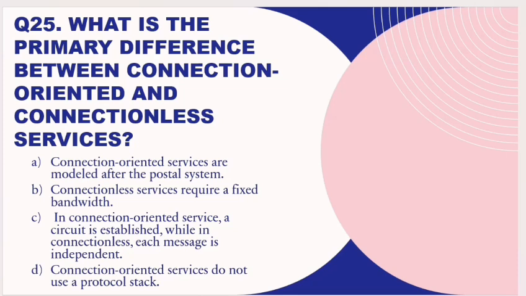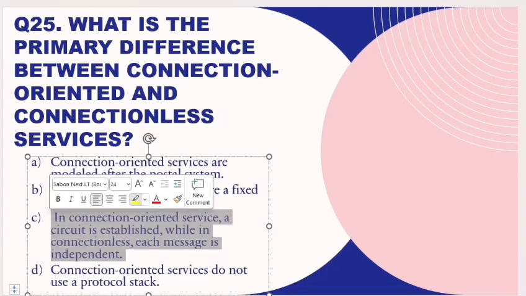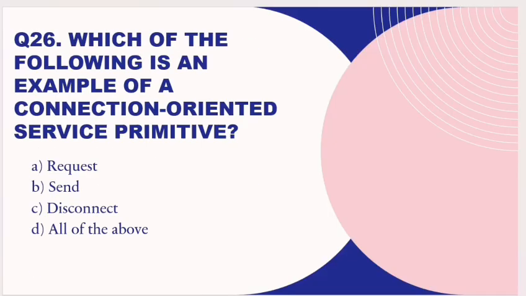I hope you all have paused the video and guessed the answer right. So the correct answer for question 25 is option C, which is in connection-oriented services a circuit is established while in connectionless each message is independent. Moving on to the next question, which is 26.